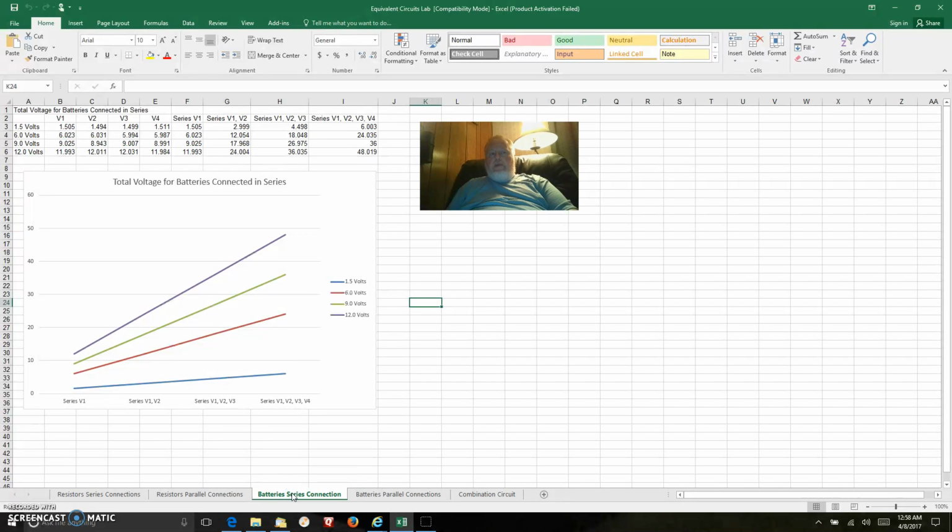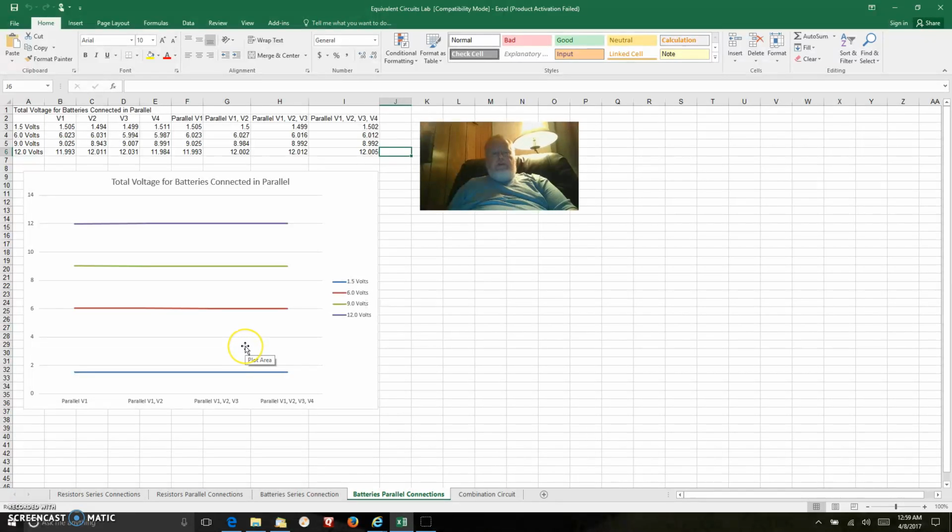Then we went through the same process with batteries, connecting 4 batteries in series of 4 different values and plotting the results. And again, they got the same types of results as they saw for resistors, and I would expect students to infer here that the equivalent voltage of connecting batteries in series is just the sum of the batteries that you have connected in series.